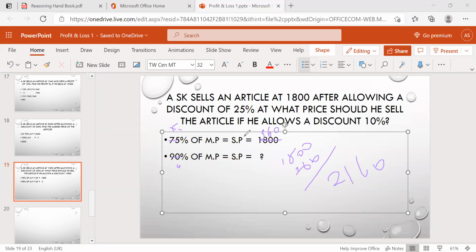Is it clear? How we have to find out without finding the mark price? Here we don't know the mark price actually, so we directly find these things. Okay. Is it clear?